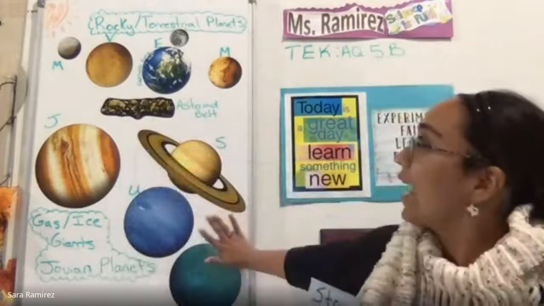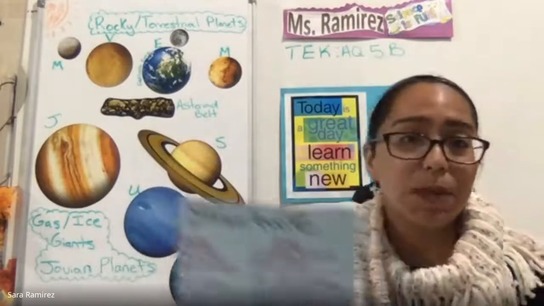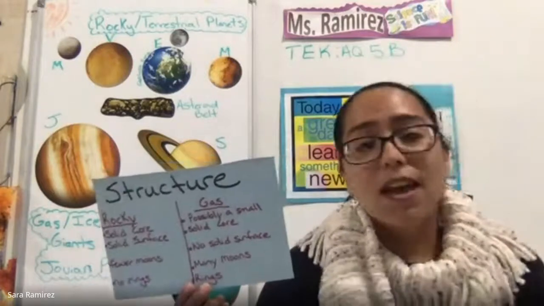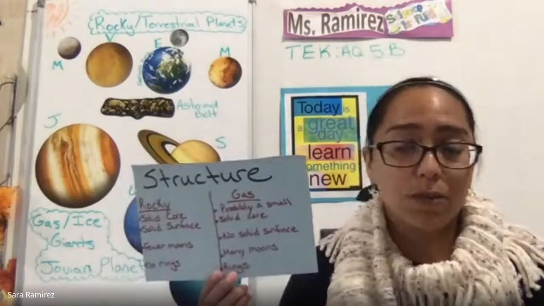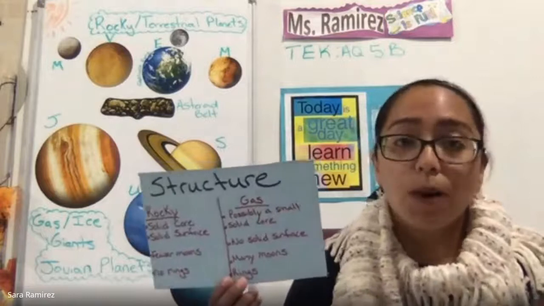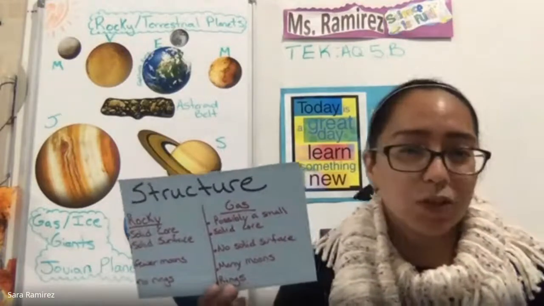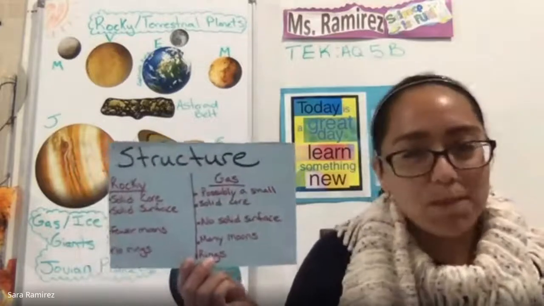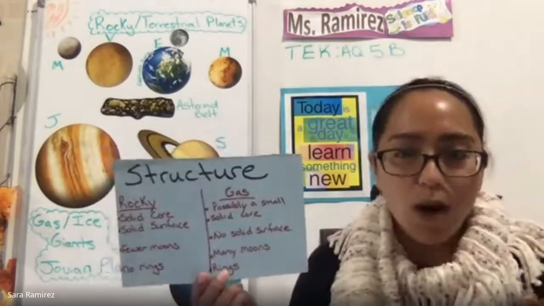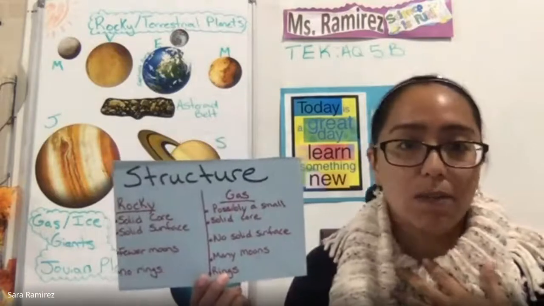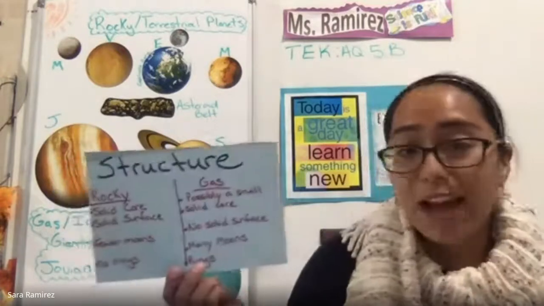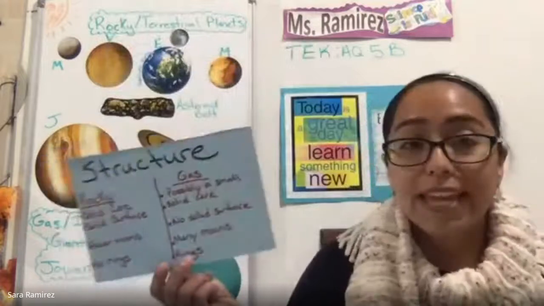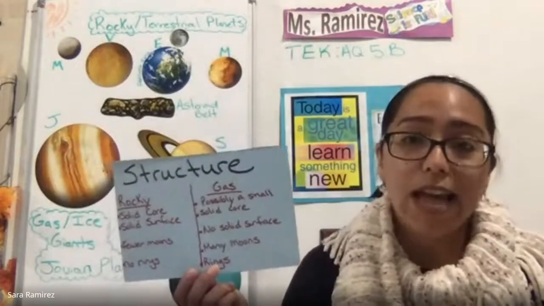Now, if we take a look at our gas giants, a lot of people don't realize this, but all of the gas giants actually have rings. It's just the rings of Saturn that are the most beautiful and most noticeable, but all of the gas giants have rings. They're just a little bit more faint. So our gas giants, again, we think they might possibly have a small solid core, just like our rocky planets. They have no solid surface, so they have a very thick atmosphere. They have many moons, and they all have rings.